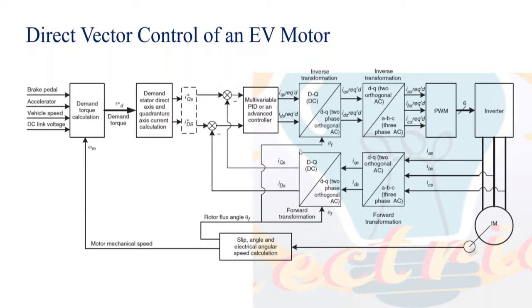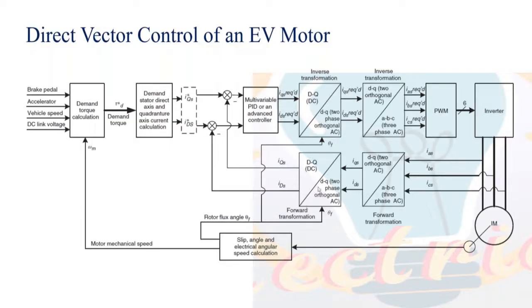So I have to transfer the current values, ID and IQ, which I am getting from the stationary frame. The controller wants to know what the current is in the rotational frame. So I have to convert the current value from the stationary frame into the rotational frame, for which I am using a transformation called the forward Park transformation. Forward Park, P-A-R-K, Park transformation.